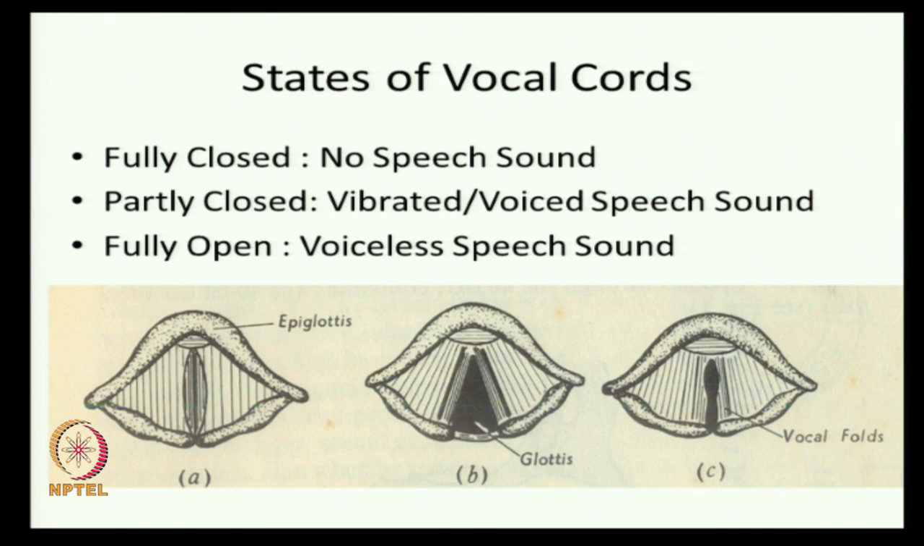Phoneticians say that basically vocal cords can be in one of three stages. A, where they are fully closed. When they are fully closed, no speech sound is possible. This happens when you eat or when you drink, when you are swallowing something. So, fully closed, position A. Position B, fully open.